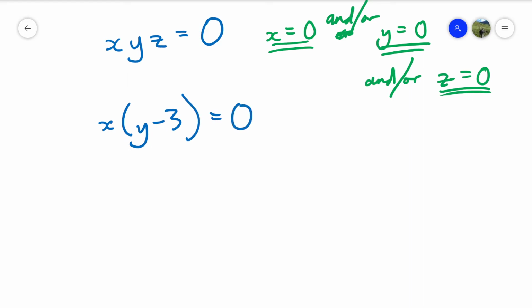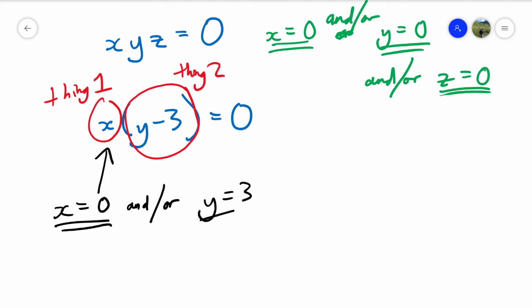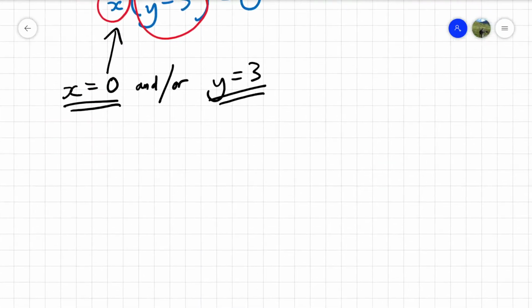2 things multiplied together. Remember to pause the video and have a go in your own time before you start watching my answer. Well, x could be 0, and or what does y need to be to make the second thing equal to 0? Thing 1 has got to be equal to 3, thing 2, which means that y is 3. X equals 0 and or y equals 3.